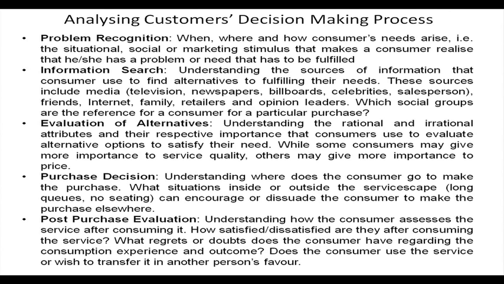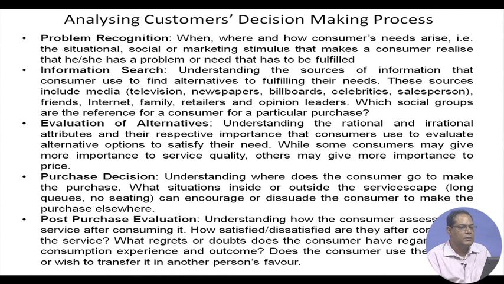Similarly, he might recognize a problem with his health and he would like to go and visit a doctor for getting health services. Then comes the information search. So, understanding the sources of information that consumers use to find alternatives to fulfilling their needs. These sources include media like television, newspapers, billboards, celebrities, salesperson, friends, internet, family, retailers, and opinion leaders. Which social groups are the reference for a consumer for a particular purchase? So, let us see that.